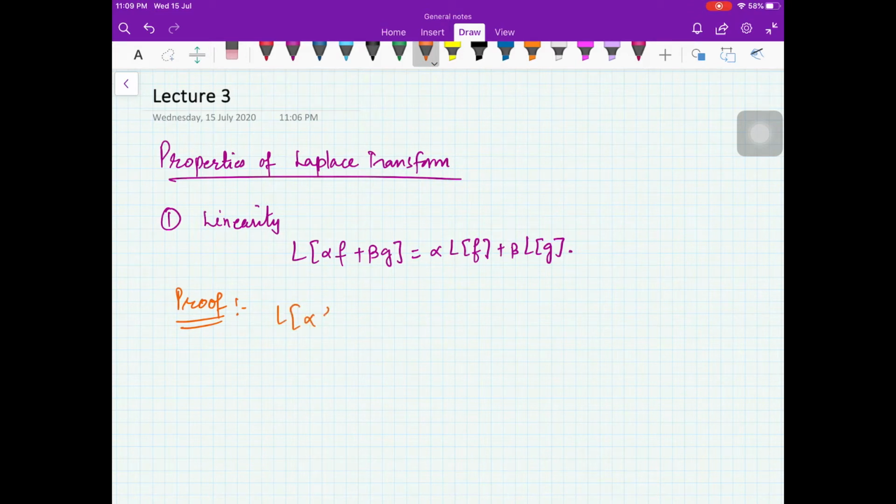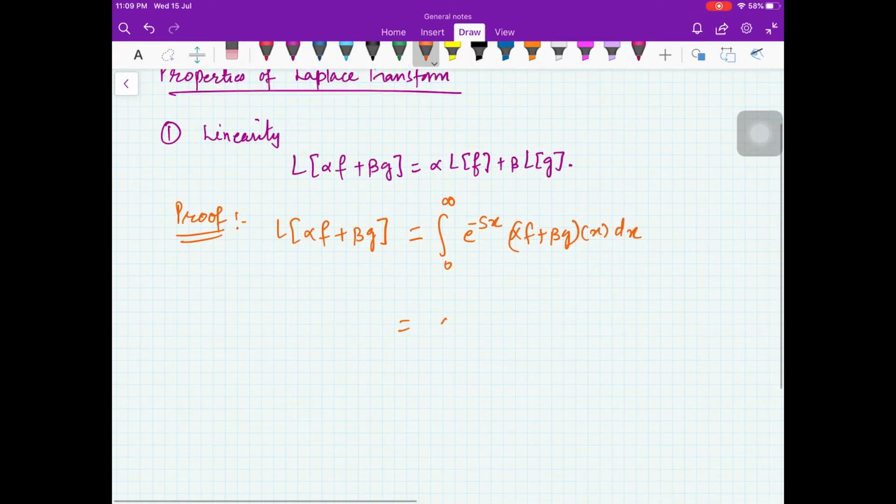So here I am just taking alpha f plus beta g. If I want to take the Laplace transform, that will be 0 to infinity e raised to power minus sx, alpha f plus beta g of x dx, right? So now you can use the property of integral, that is alpha 0 to infinity e raised to power minus sx f(x) dx plus beta 0 to infinity e raised to power minus sx g(x) dx, right?